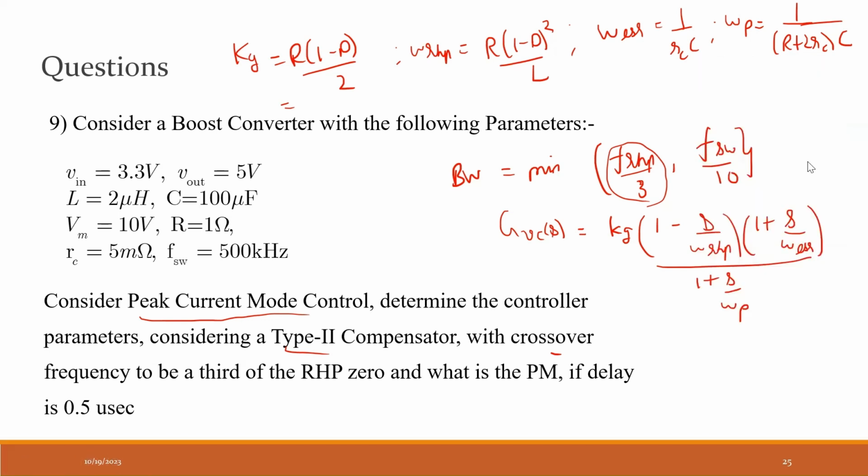D is 0.34. So the first step is we have to calculate D. So D is 0.34. Kg is 0.17. Kg is, oh sorry, 0.17. Sorry, 0.33. 0.33, right? Yeah.